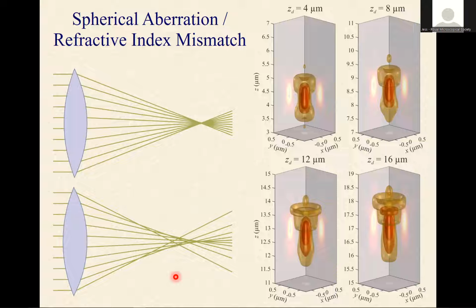For example, when you use here on the right hand side a water immersion objective, which looks into a cytosol with a very slightly higher refractive index than water, as you can see here now. When you look deeper and deeper into the sample, here it's 4 micrometers, here it's 8 micrometers, here 12 and 16. You see that the point spread function of your confocal microscope, which is visualized here in these images, is getting more and more elongated.